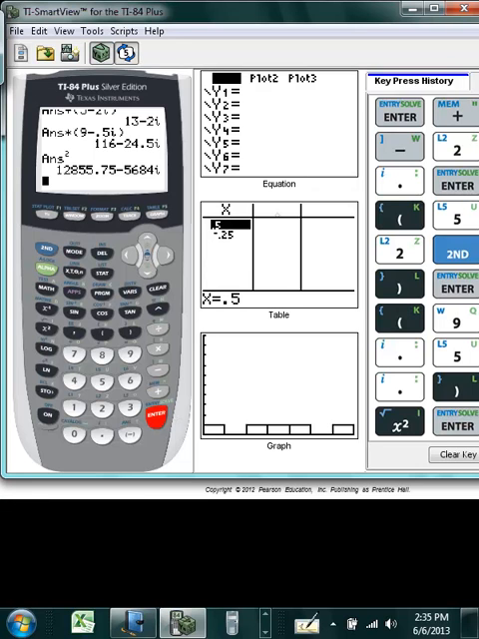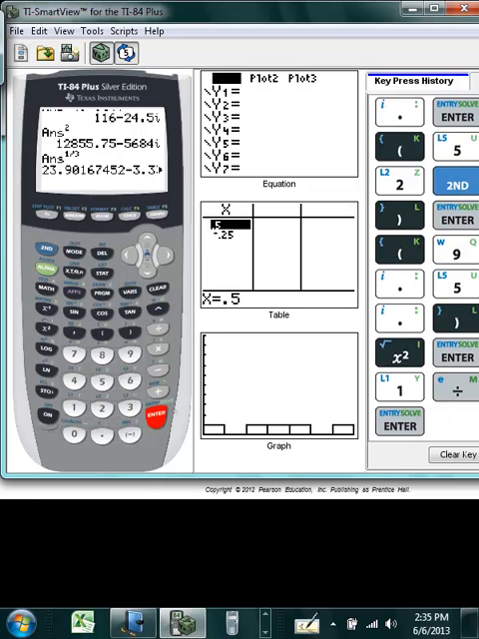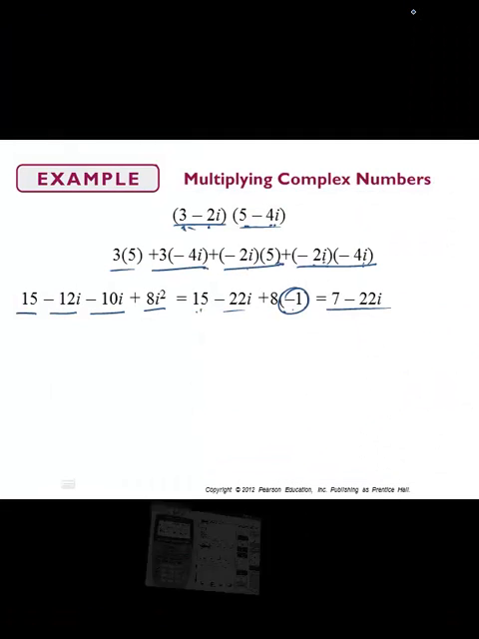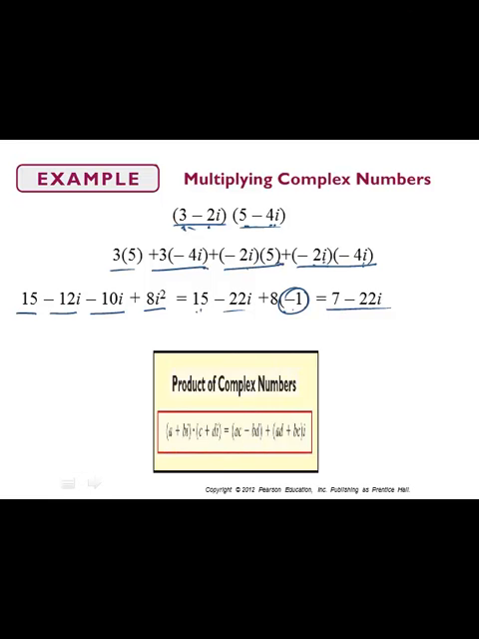We can even take cube roots, so we could raise that to the 1/3 power, which means taking the cube root, the result of which is a kind of messy looking complex number, but indeed it is a complex number. Notice the i at the very end of the number. Okay? So that's how you can do arithmetic and calculations involving the complex numbers on the calculator.